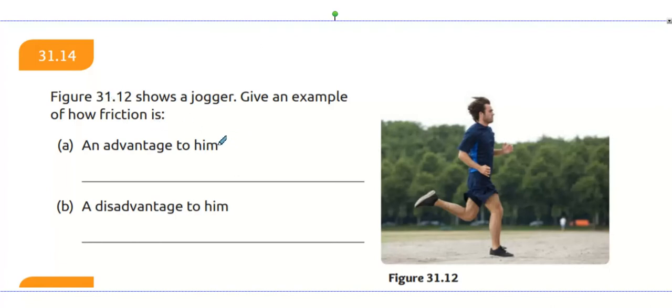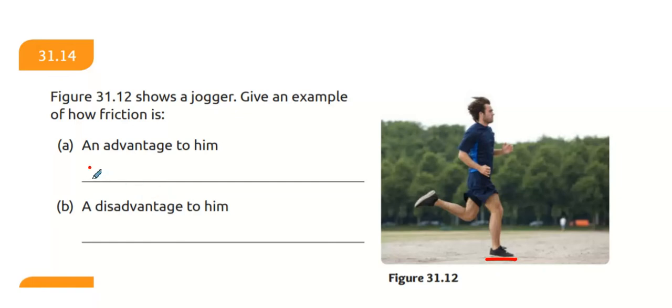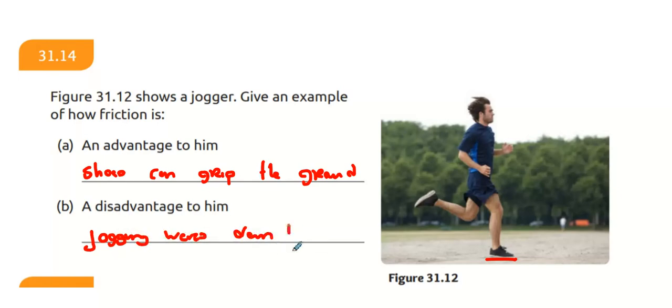13.14. Give an example of how friction is advantageous to him. Well, his shoes can grip the road. Give a disadvantage to him. Well, jogging wears his shoes down. It wears down the soles of his shoes.